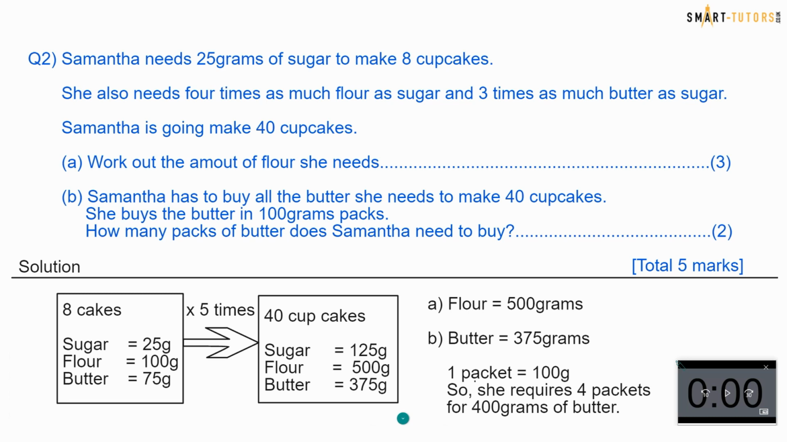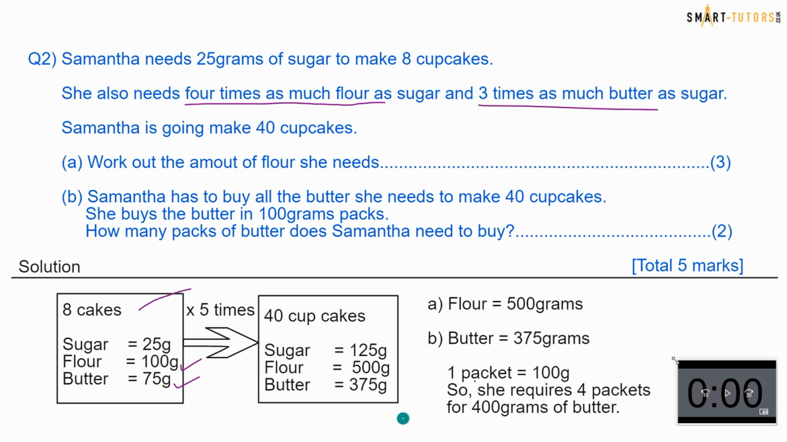So 8 cupcakes, right? For 8 cupcakes, the recipe is sugar 25 grams, flour 100 grams. How? They mention here 4 times as much flour as sugar, so you need to multiply 4 times 25, which is 100 grams here. Then 3 times as much butter as sugar, so butter is 3 times the sugar. 3 times 25 is 75. This is the thing you need to make sure you understand. If you know the recipe for 8 cupcakes, then she's making 40 cupcakes. So what is the scale factor?